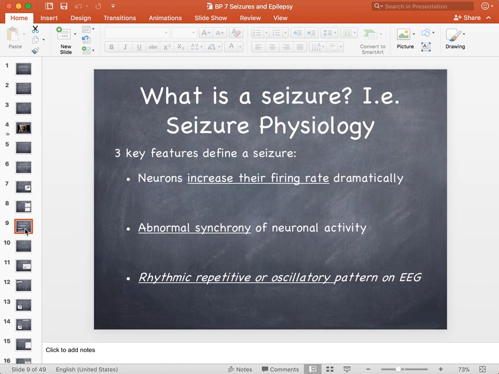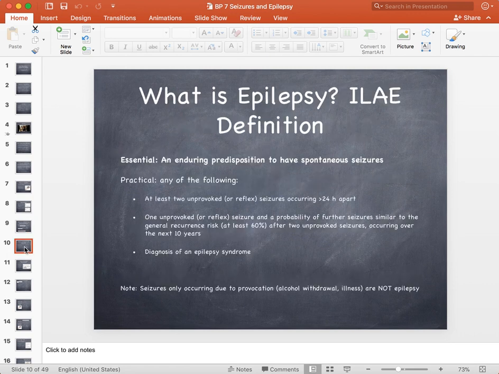If you take a group of neurons, or a neuronal pool, you'll see abnormal synchrony. The key word there is abnormal. Yep. There are periods of normal synchrony that Dr. Howell could mention, such as in slow wave sleep, for example. That is something that normally happens, but this is definitely abnormal. And then if you put these people on an EEG, which is electrodes on the scalp to measure brainwave activity, you'll see a rhythmic, repetitive, or oscillatory pattern.